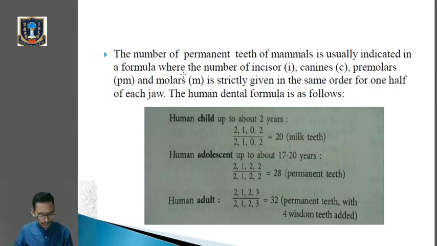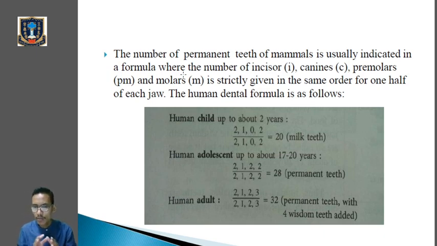Now let's talk about the dental formula. The number of permanent teeth of a mammal is usually indicated in a formula. In a human child, in human adolescents, and the adult human, we have different sets of teeth. This set of teeth is usually indicated by a formula known as the dental formula, D-E-N-T-A-L, where the number of incisors, canines, premolars and molars is given in order. Very carefully, I means incisor, C means canine, PM means premolar and M means molar.